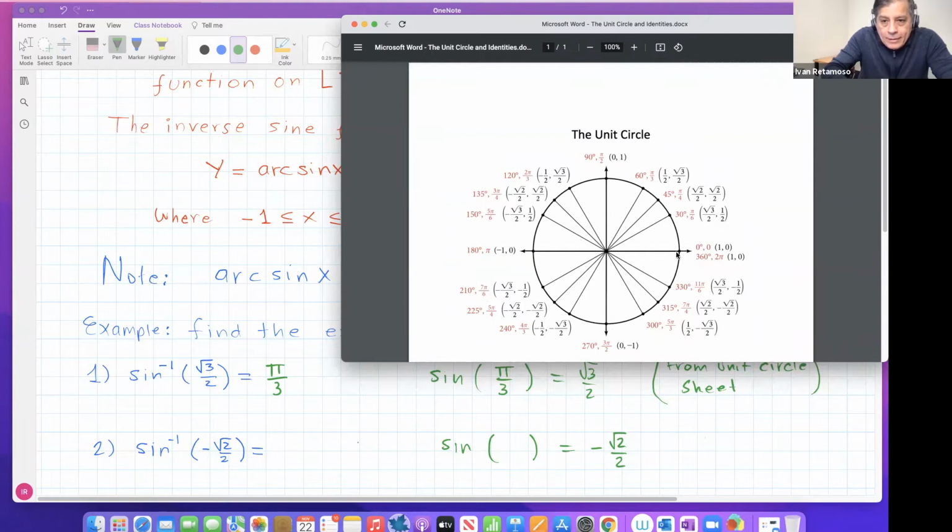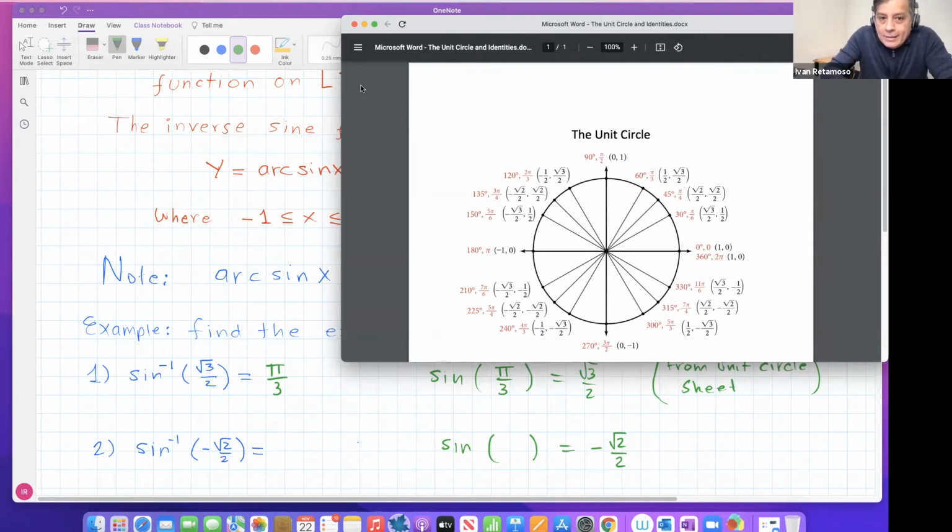Now, if I look here on the first quadrant, I see that sine of 45 degrees is the square root of 2 over 2. So notice, therefore, if you go in this direction, minus pi over 4 or minus 45 degrees should have sine negative square root of 2 over 2. Very good, Mujina.